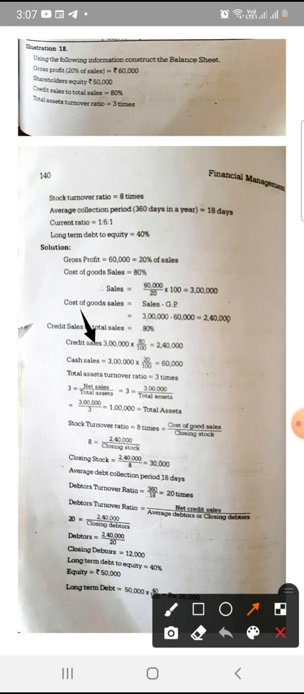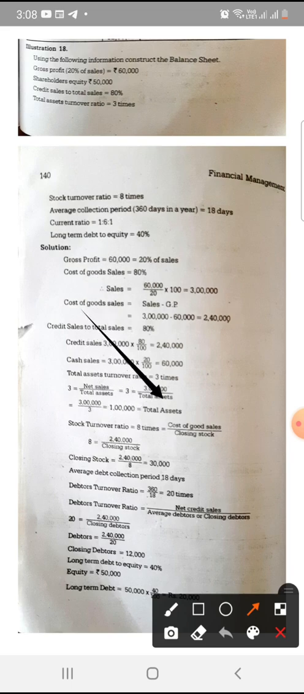Credit sales to total sales is 80%. So credit sales you got, it is 2 lakh 40,000. Cash sales will be 3 lakh into 20%, that is 60,000. Next information given here is shareholders equity 50,000. This we have done. Now total assets turnover, 3 times.